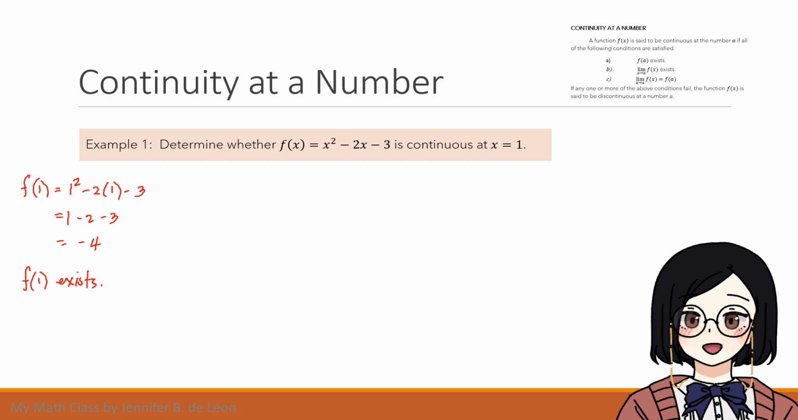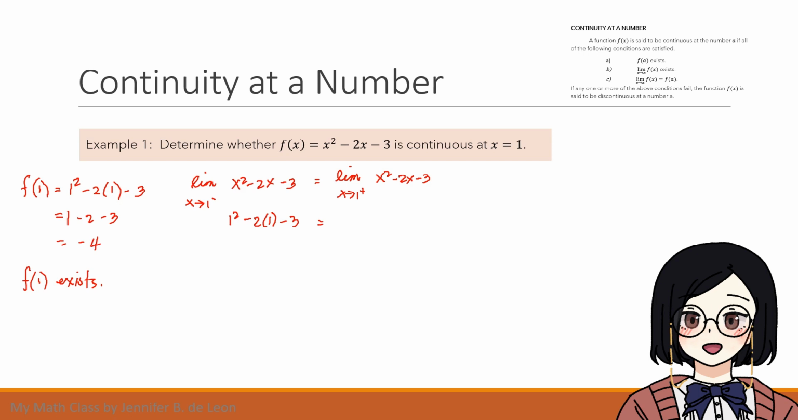Now let's show whether the given function satisfies the second condition, wherein the limit of f of x as x approaches a exists. We show that the limit of x squared minus 2x minus 3 as x approaches 1 from the left is equal to the limit of x squared minus 2x minus 3 as x approaches 1 from the right. We evaluate the given function at x equals 1, so we will have 1 squared minus 2 times 1 minus 3.